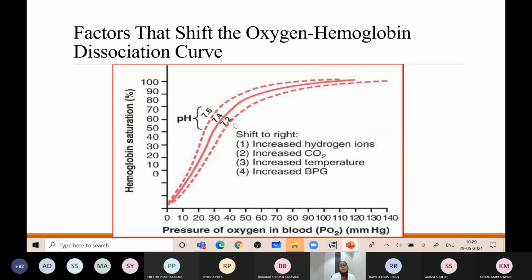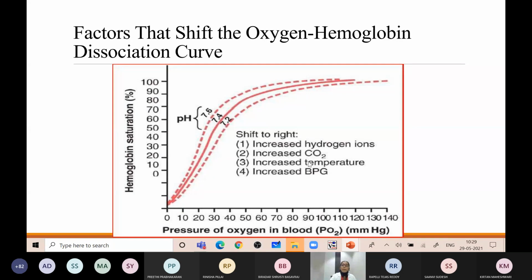What is the importance here? When the curve shifts to the right, the affinity of hemoglobin for oxygen decreases. That means the oxygen can be easily released to the tissues. Oxygen from the hemoglobin can be easily released to the tissue. So this occurs at the tissue levels, active levels or exercising levels.